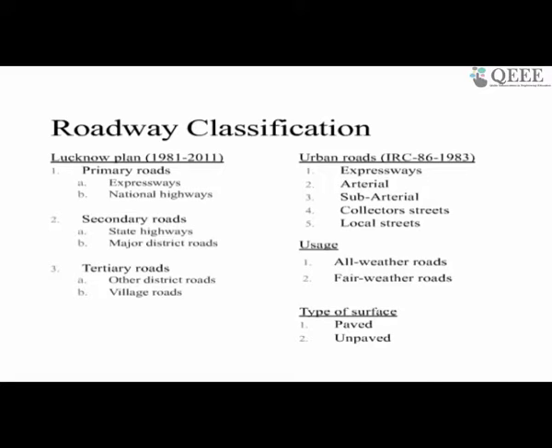So the earthen road is actually a fair weather road, because in the monsoon or whenever it rains, you cannot use that. Whereas even the roads with brick soling or concrete are actually all-weather roads to some extent. Then the other type of classification is paved and unpaved. Fair weather roads are definitely unpaved roads, whereas all-weather roads are paved. So these are the other classifications.